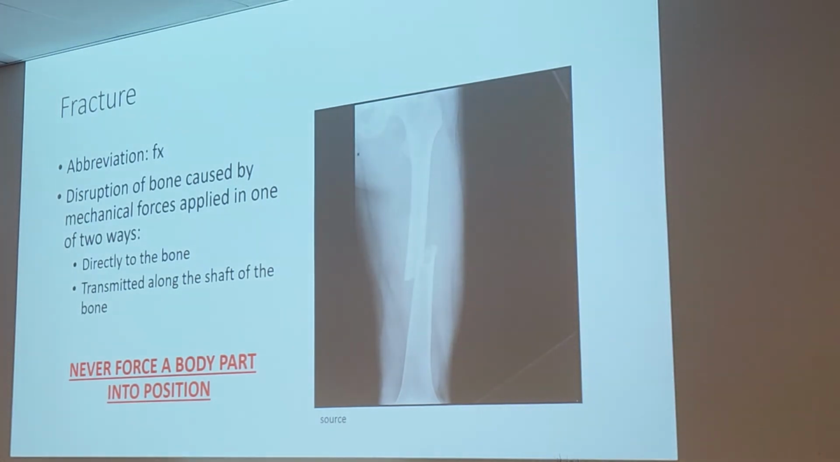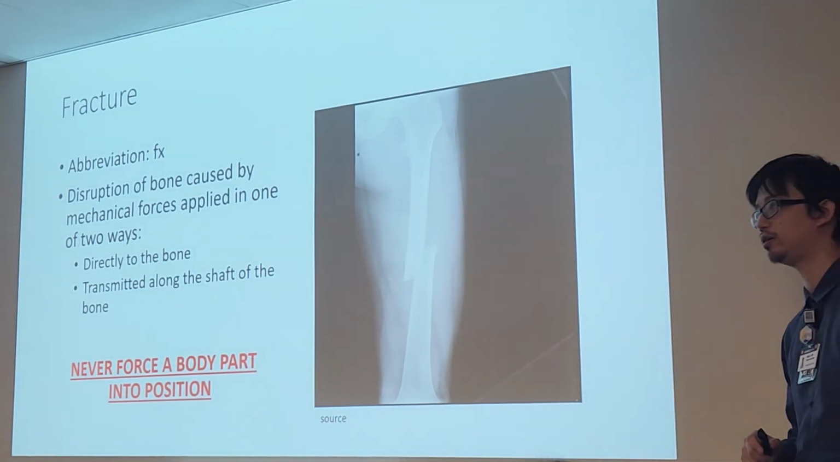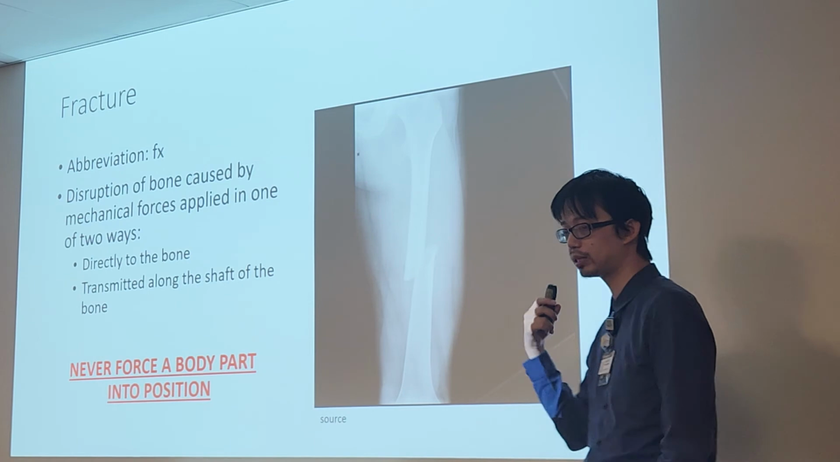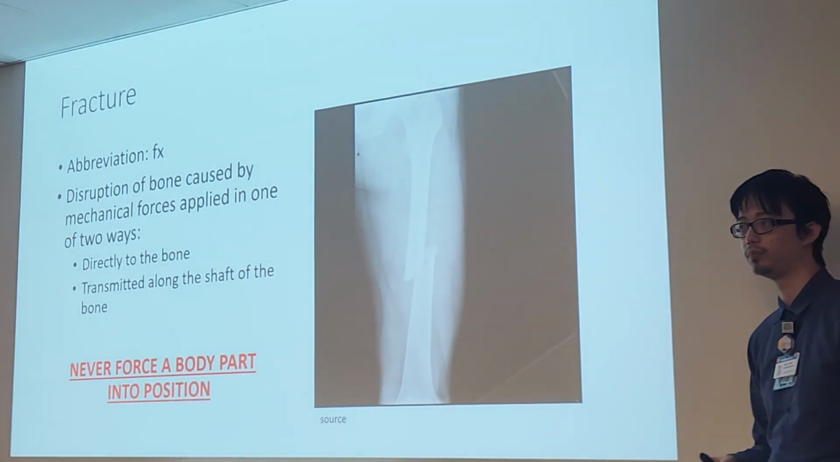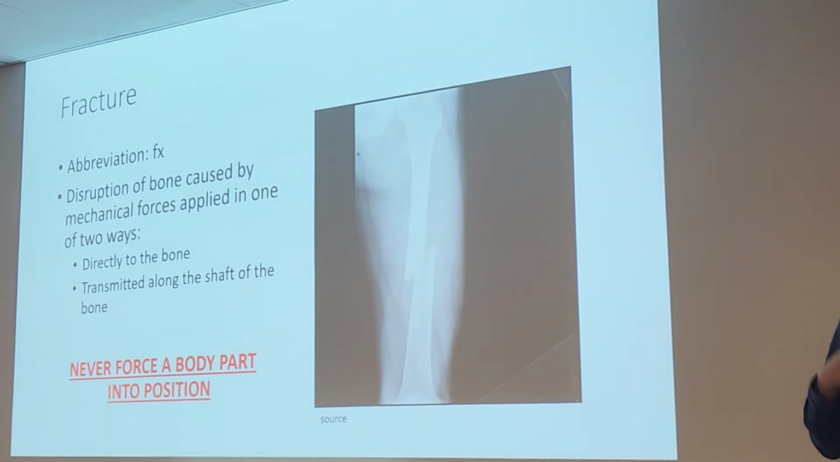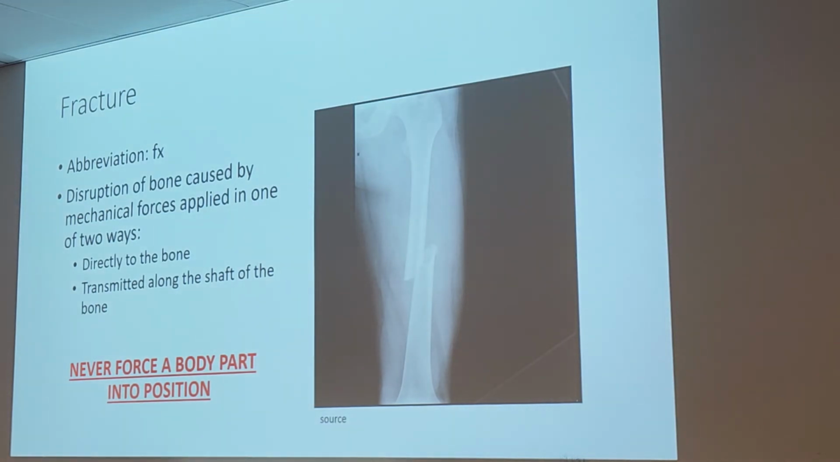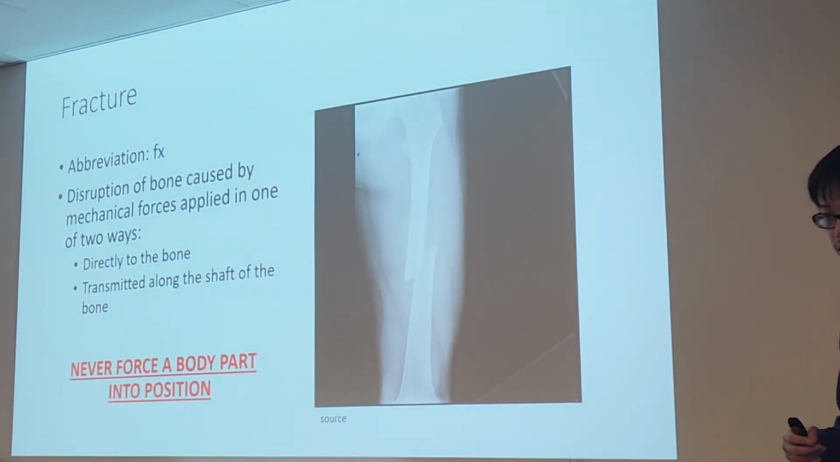So if you do see a fracture, now you know that you need to be careful of how you move the patient from now on. You need to think of some ways to move the patient without forcing that body part into position. If you don't see any fracture, then keep working with the patient. Ask them to move into position as much as possible to get the images you need.